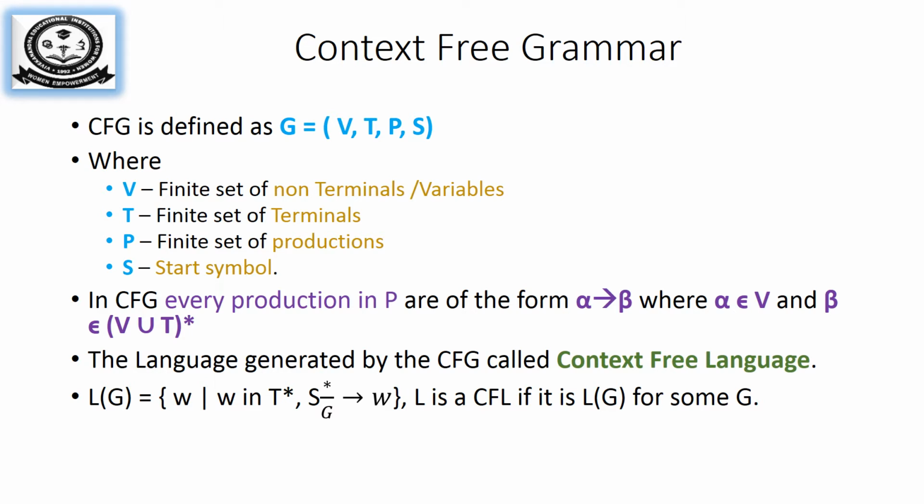In each and every production of a CFG, alpha implies beta, where alpha should contain only a single variable, and beta can be a union of terminal and non-terminal symbols. The language that is generated should strictly end with terminal symbols. It should not have any non-terminals in its string generation. Such a language we call a context-free language, which is generated from the context-free grammar.